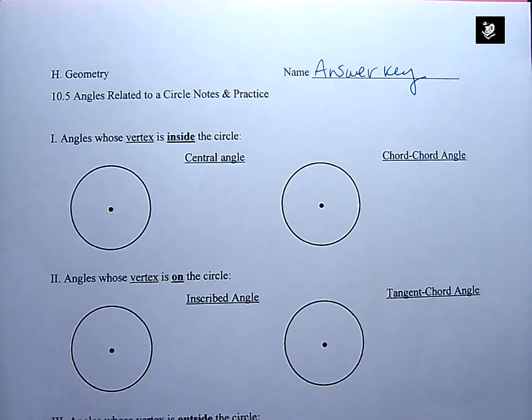All right, here we go. 10.5. Probably my favorite section because it's angles related to a circle. So now we're going to get all these important theorems that relate angles to their arcs.